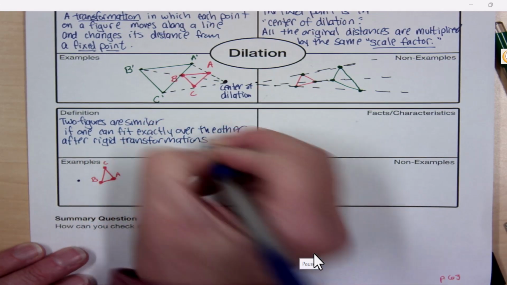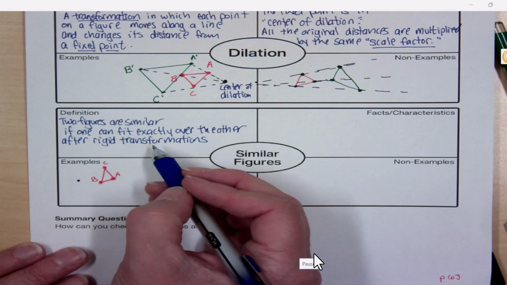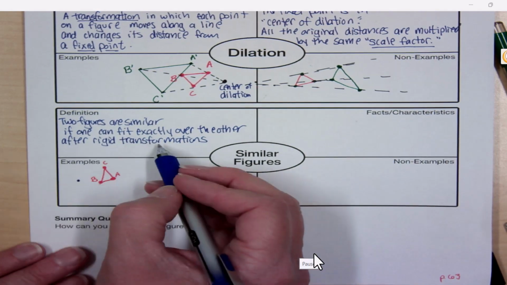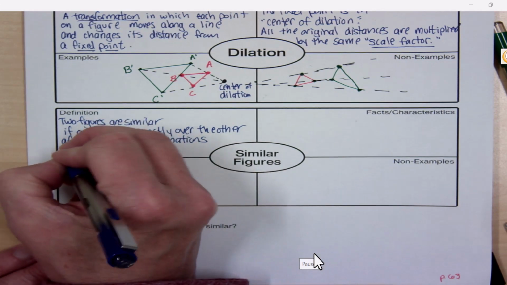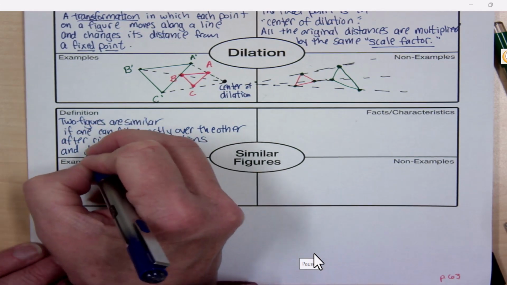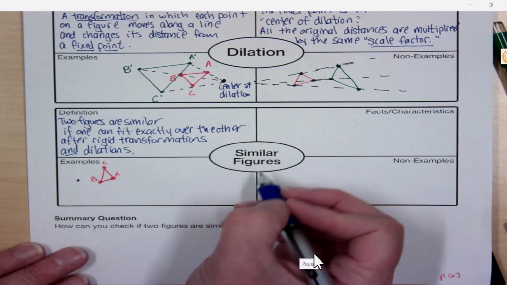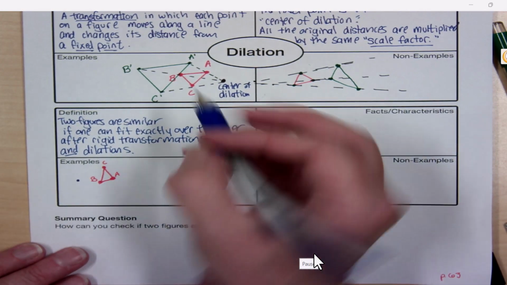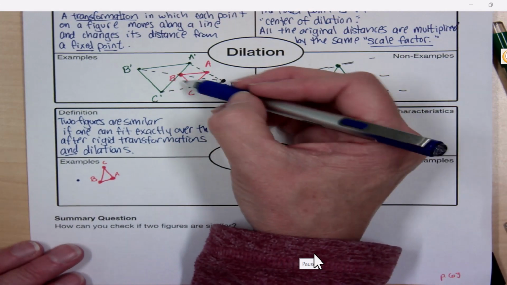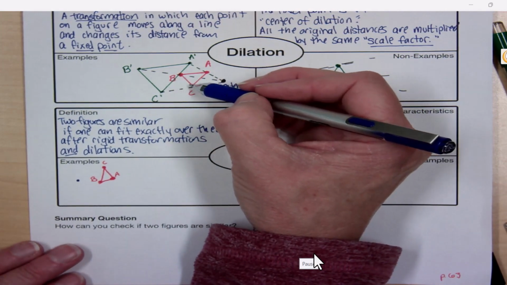and I'm not done yet. So far, what I've described is congruent figures. But after rigid transformations and dilations, that might give me a similar figure. So these two figures are similar if one can fit exactly over the other.